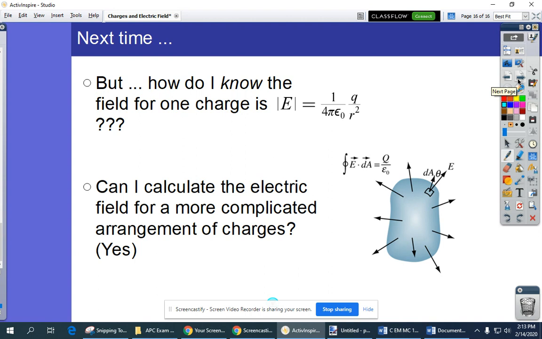And of course, my mic cuts out at the very last minute. The question that I want to leave you with is, how do I know that this is the field for one charge? Where did this come from, 1 over 4 pi epsilon naught q over r squared? And can I calculate the electric field for a more complicated arrangement of charges? And the answer is, yes, you can, to the second question. And for the first one, well, actually, I guess the answer to both questions is the same, which is the next thing we're going to study, which is called Gauss's law.